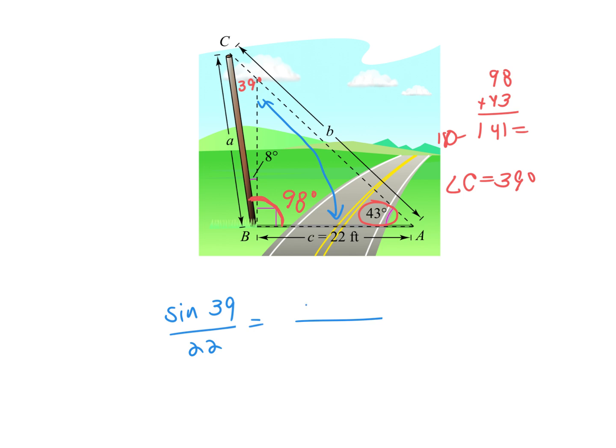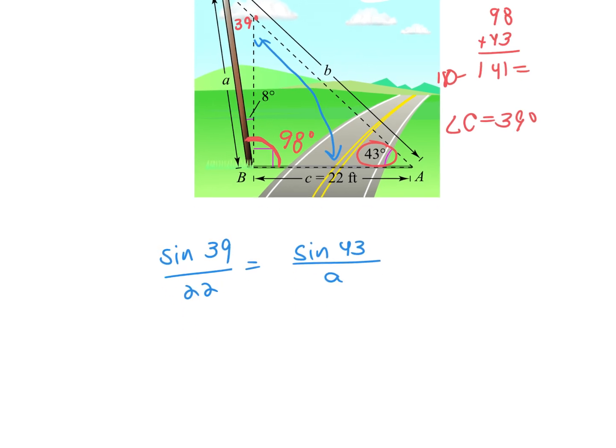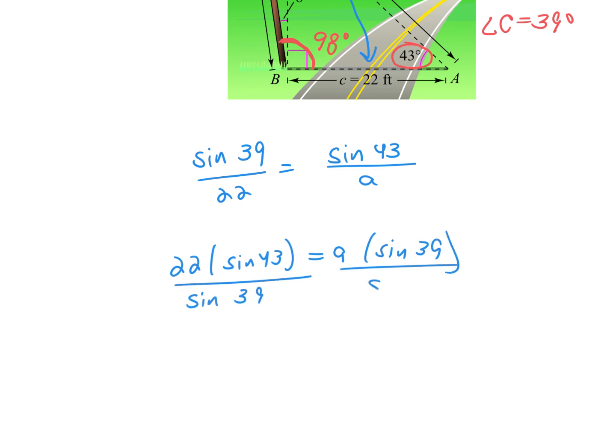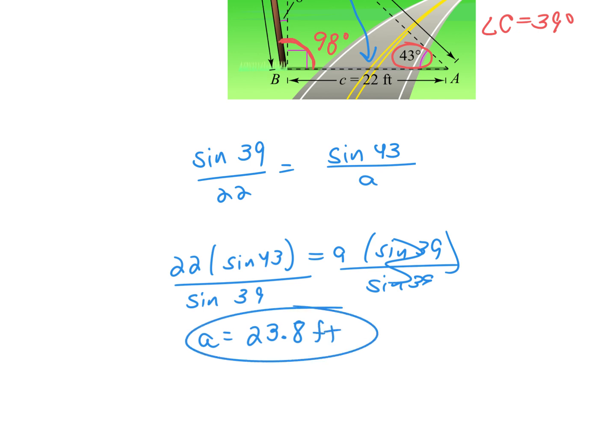Want to find A? So what's A? Sine 43 over A. How do we solve a proportion? Cross multiply, so 22 times the sine of 43 equals A times the sine of 39. Divide both sides by sine of 39. Perfect. What does side A equal? So A is 23.8. What are we measuring in feet? Okay. And again, on your test or quiz, it'll tell you exactly what to round to.